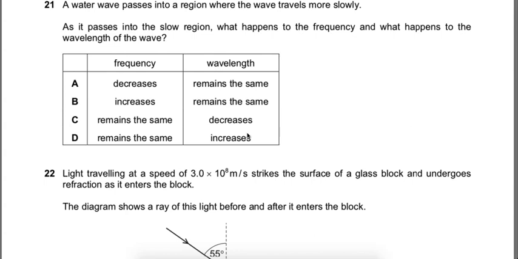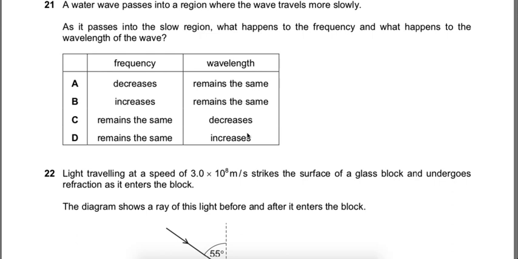Question number 21 says a water wave passes into a region where the wave travels more slowly. As it passes into the slow region, what happens to the frequency and what happens to the wavelength of the wave? So, if it's traveling slowly, think in terms of the formula. Speed of a wave equals frequency multiplied by wavelength.